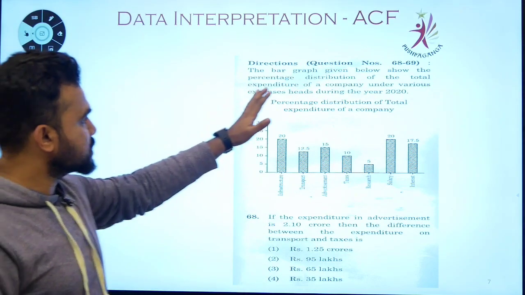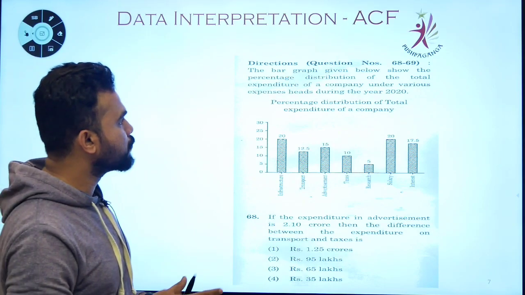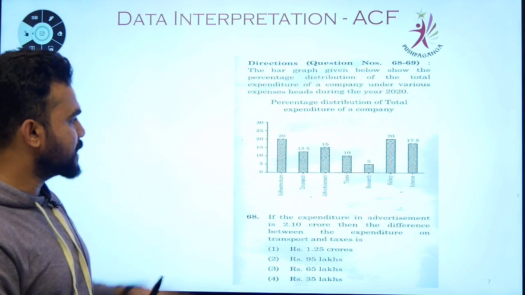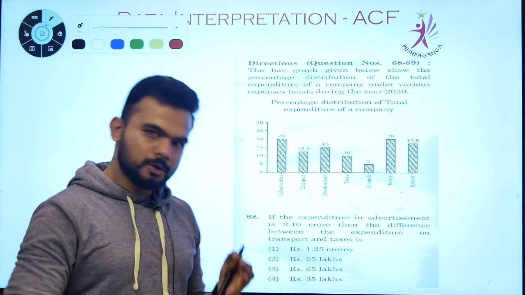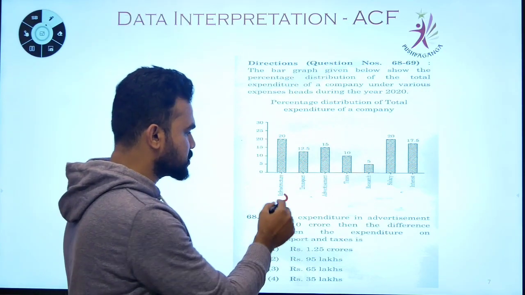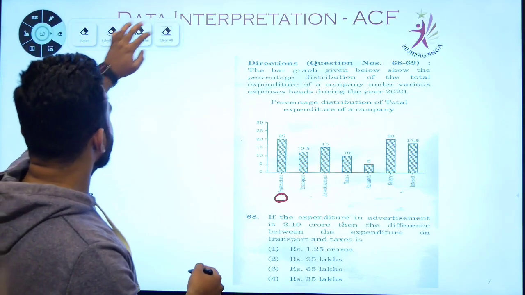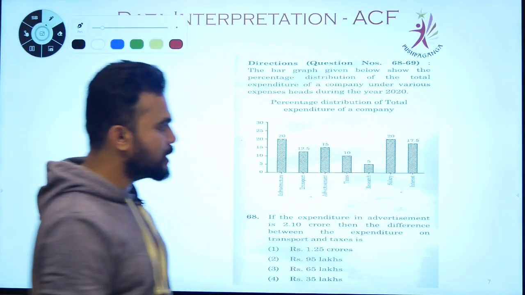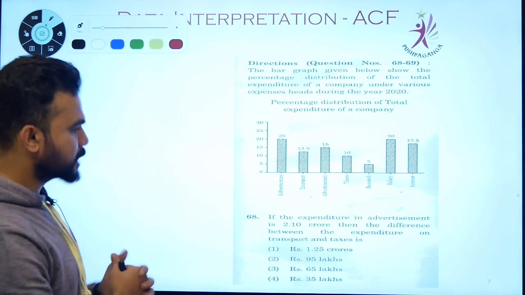The question says that the bar graph given below shows the percentage distribution of total expenditure of a company under various expense heads. During the year 2020, different expenses are given: expenses on infrastructure, transport, advertisement, taxes, research, salary and interest. These are the different types of expenditures mentioned.